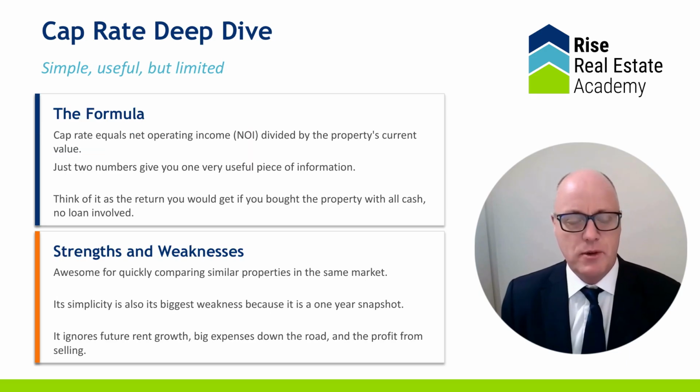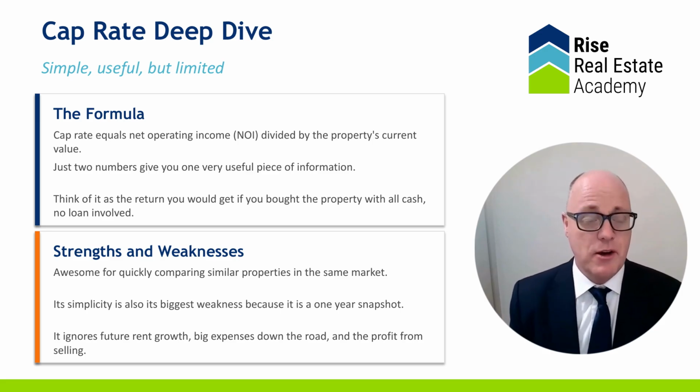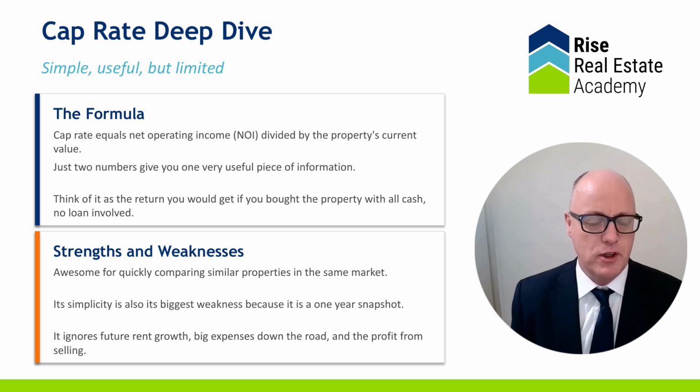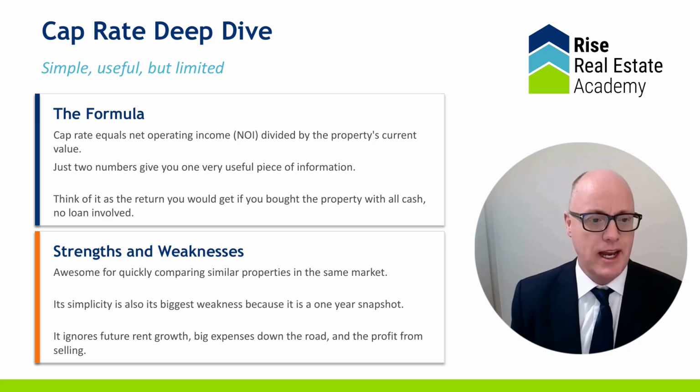Let us zoom in on the cap rate first. The formula is straightforward. You take the net operating income, the NOI that you expect for the next 12 months, and divide it by the property's current value. That is it. Just two numbers. Think of the cap rate as the return you would get if you bought the property with all cash, no loan involved. It is awesome for quickly comparing similar properties in the same market. But its biggest strength, its simplicity, is also its biggest weakness because it is just a one-year snapshot. It ignores everything else, future rent growth, any of the big expenses down the road, and most importantly, the profit you make when you finally sell.